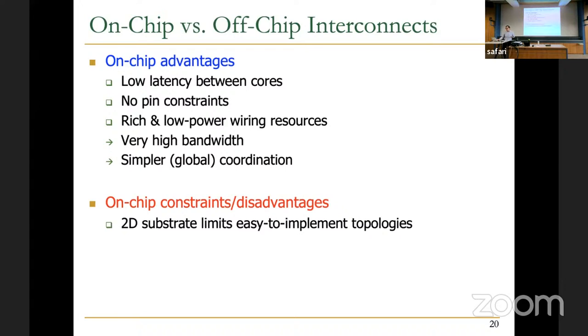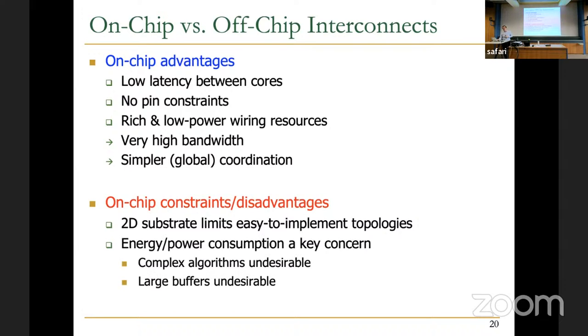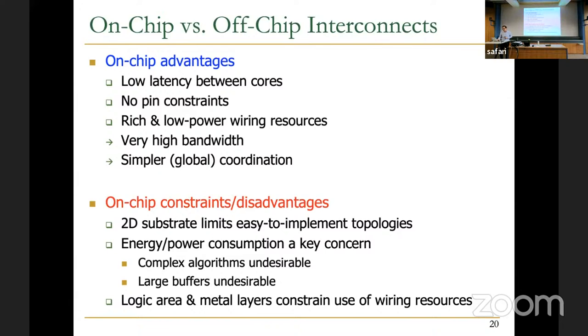But there are some constraints also. You clearly have the two-dimensional substrate. As we discussed, this limits the ease to implement topologies. And energy and power consumption becomes a key concern, because modern chips are already limited by total design power. So if you keep adding more complexity to your routers, for example, more complex algorithms, large buffers, you basically increase the power consumption.